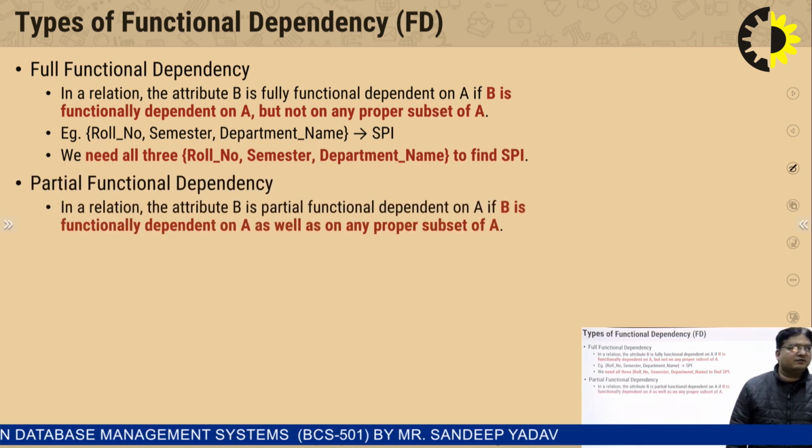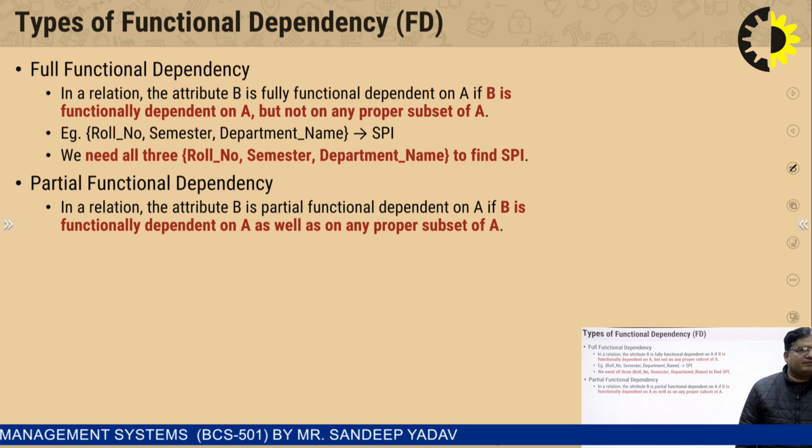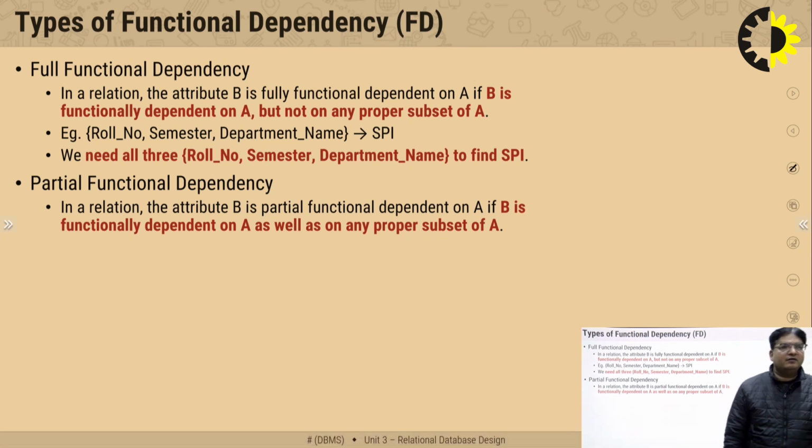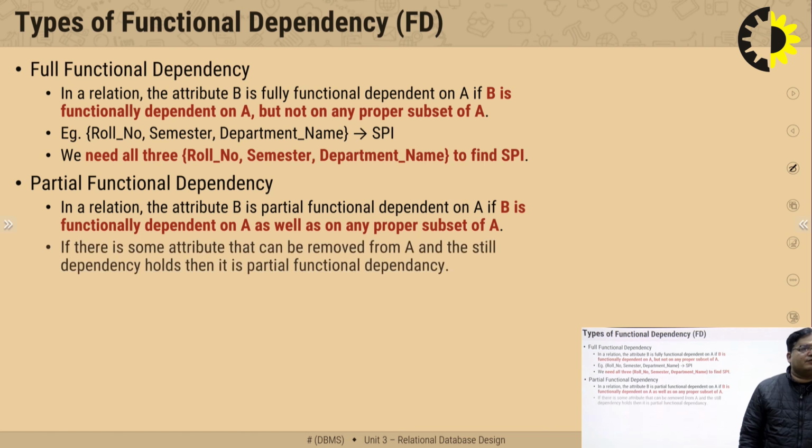Next is partial functional dependency. Here the attribute B is partially functionally dependent on A if B is functionally dependent on A as well as any proper subset of A. That is, if there is some attribute that can be removed from A and still the dependency holds, then it is partial functional dependency. Let us see the example.